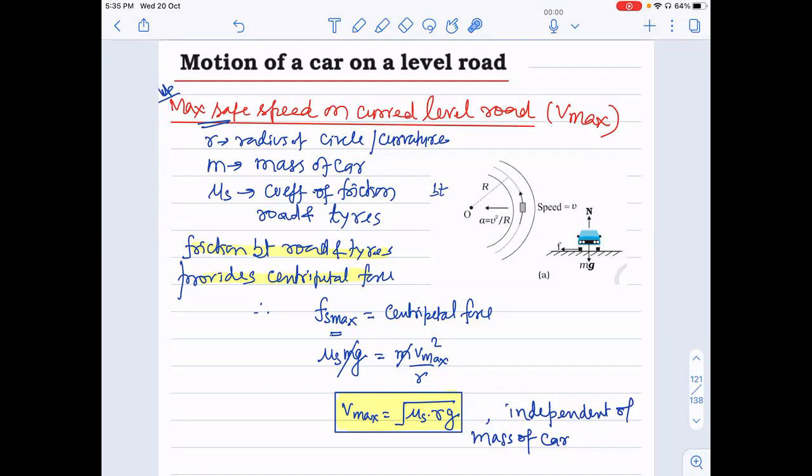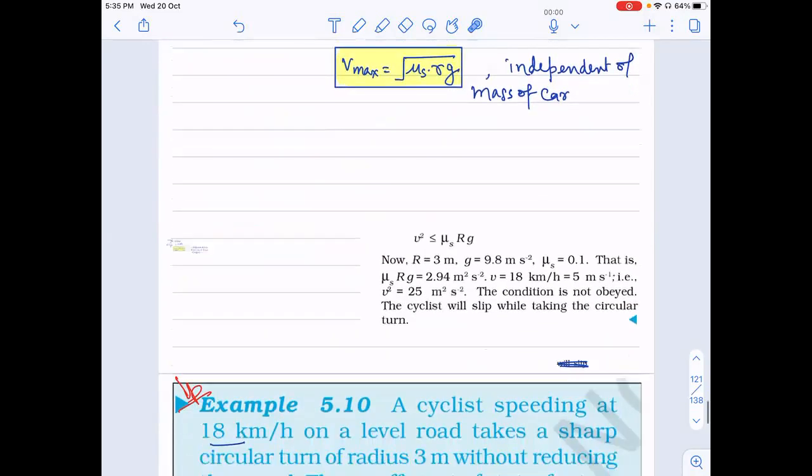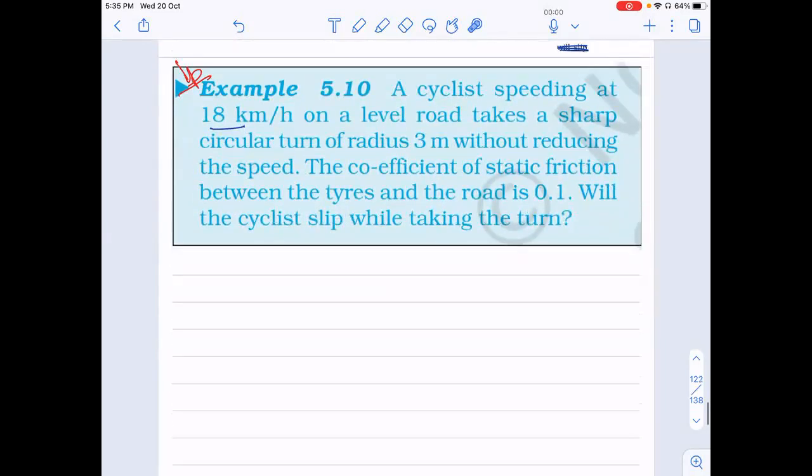Noted? Yes, sir. So look, there is a question on this, a good question. Short example. Can you try it here itself? A cyclist speeding at 18 km per hour. So what will the speed be? v will be 18 into 5 by 18, that is 5 meter per second.